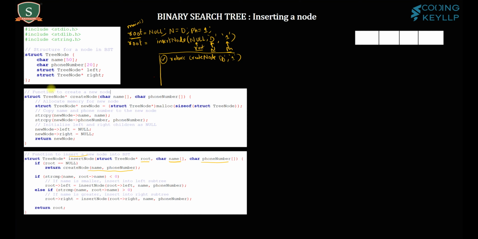Now immediately this method will be called. Here what is happening? Struct tree node. That means we are calling the structure here. That means this is the new node of size, what is the size? Size of a tree node. Tree node will have 4 fields: name, phone number, right child and left child. And we are using a string copy method to copy the name and phone number that we are passing here, D and 1, to the new node name and new node phone number.